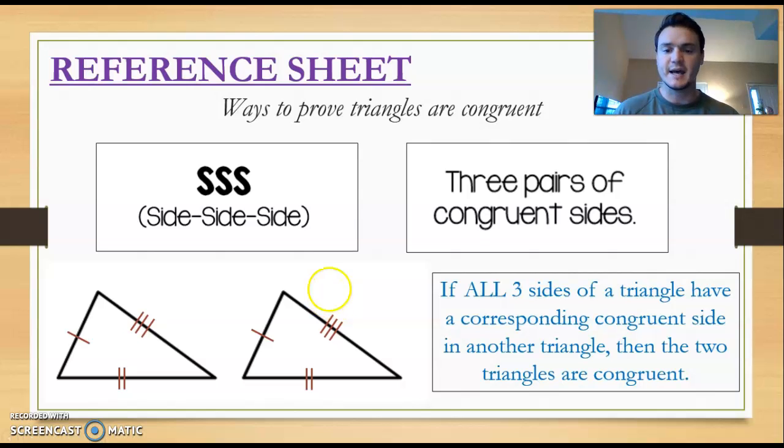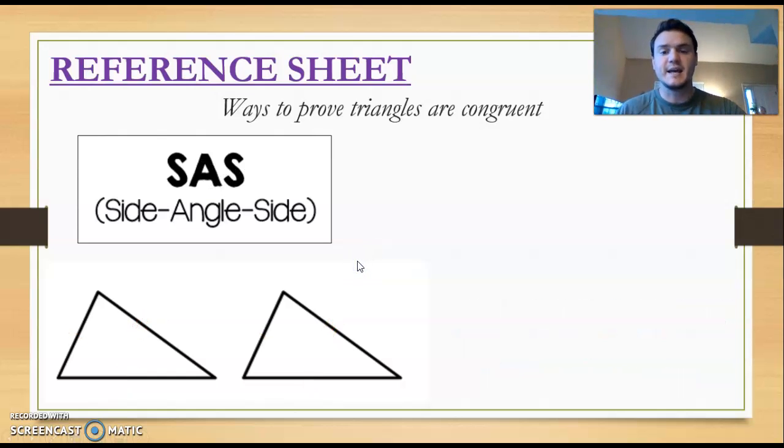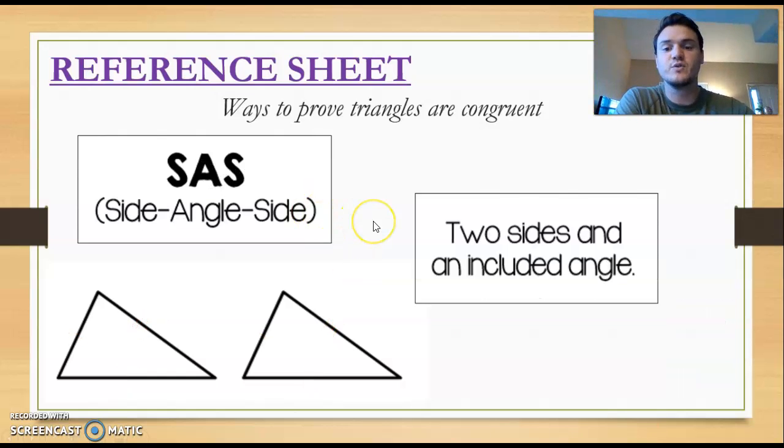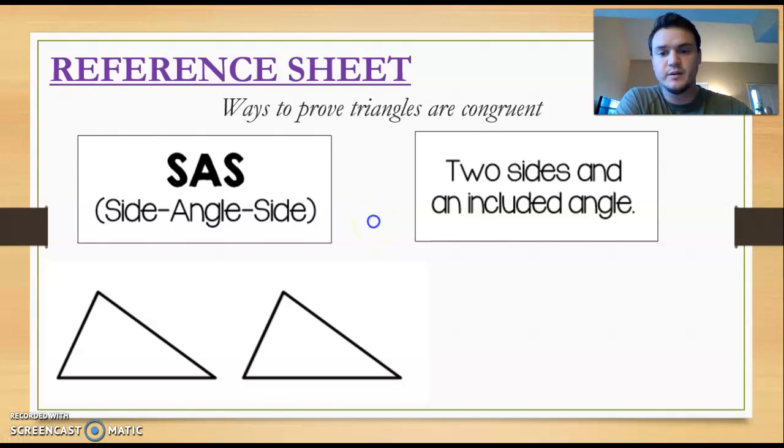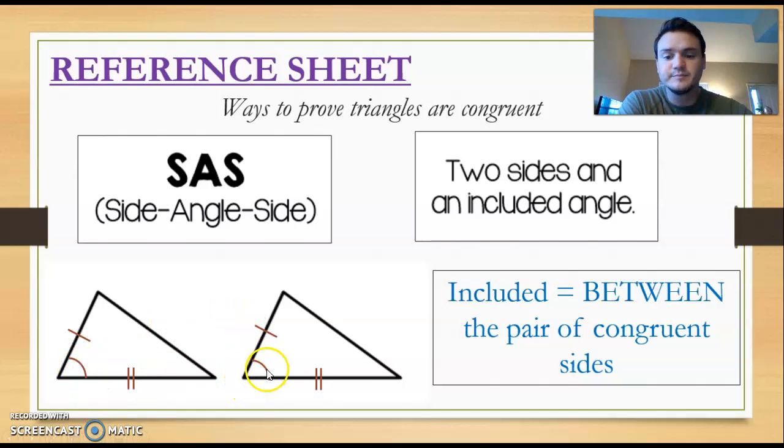All right, now we'll look at SAS. SAS is side angle side. So this is true when you have 2 pairs of congruent sides, and then an included angle. Included angle means it has to be the angle that's between your 2 pairs of congruent sides. So in this diagram here, if we wanted these triangles to be congruent by side angle side, we need these 2 angles to be congruent right here. Because then it would be side angle side, side angle side.